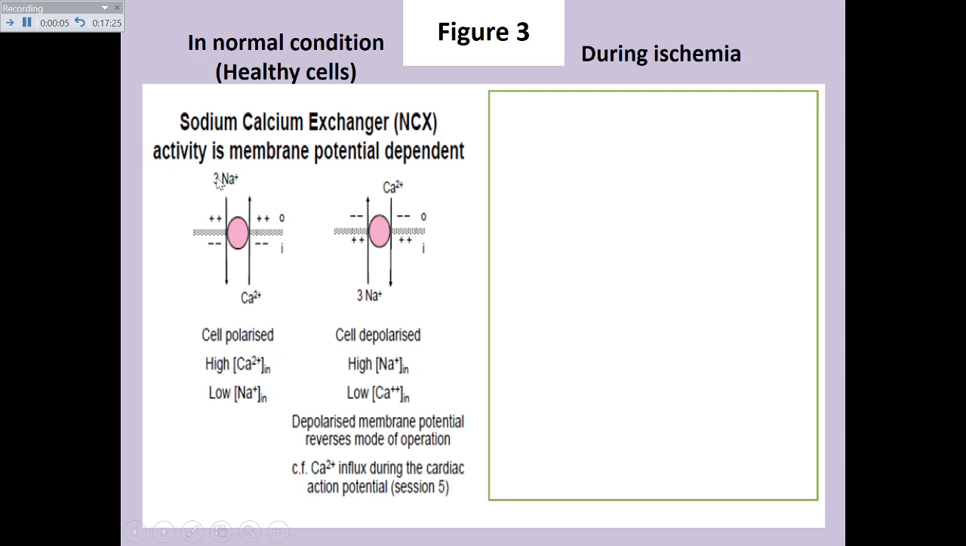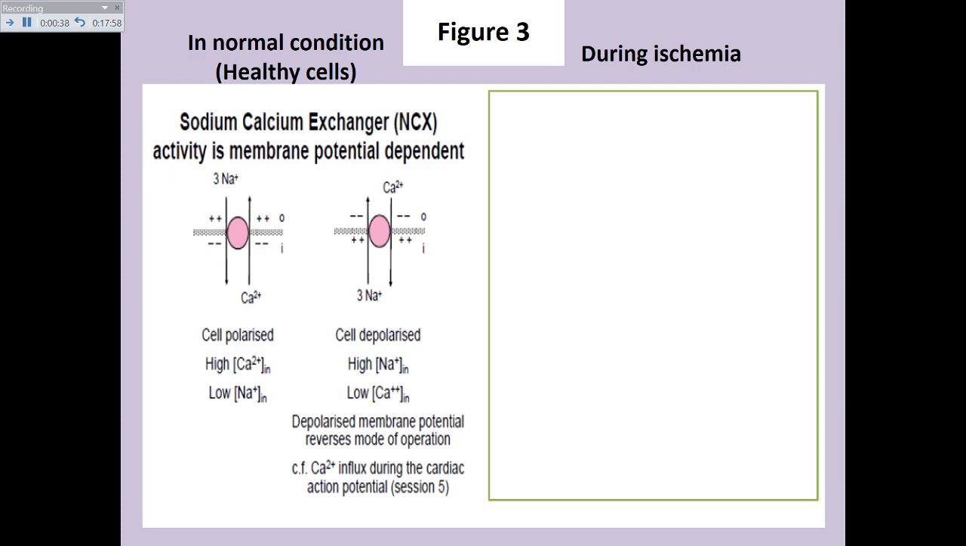In normal condition or healthy cells you can see sodium calcium exchanger activity: normally when the cell is polarized calcium goes out, while when the cell is depolarized, sodium is high inside because a lot of sodium entered through the action potential and depolarization. So when sodium is high inside, the sodium calcium exchanger reverses, it will bring sodium out and calcium in, so calcium increases. This is, as we said, important for contraction and other cellular processes.